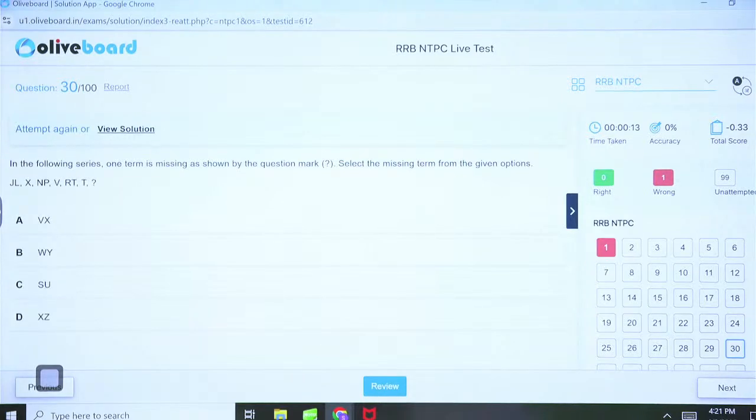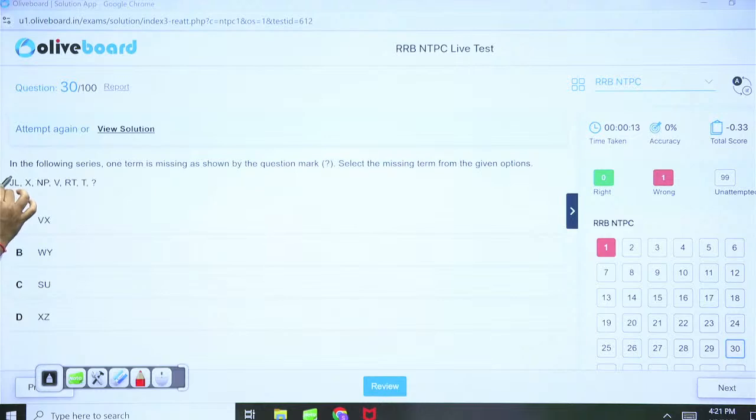Now, if you see clearly, this is an alternate series. Okay, check J. So this is 10 plus 4, 14 plus 4, 18 plus 4, 22. So this should start with V. Option 1 should be the right answer.